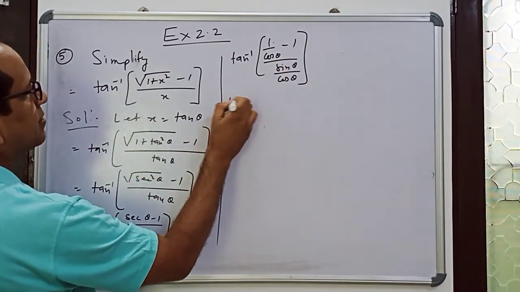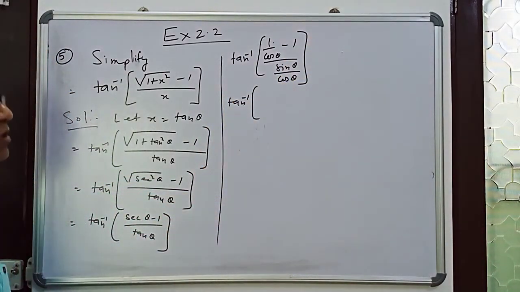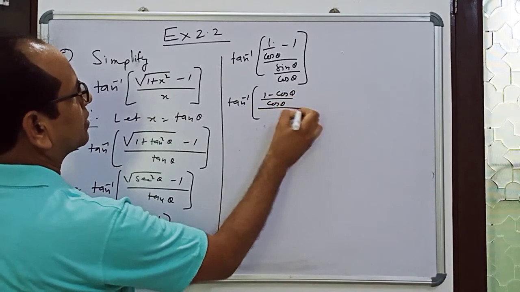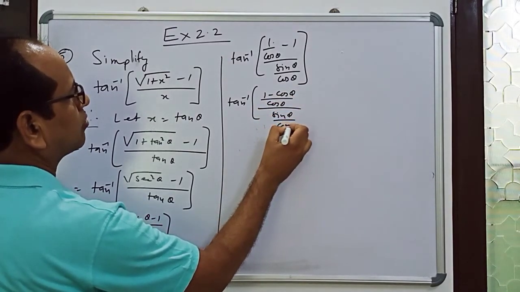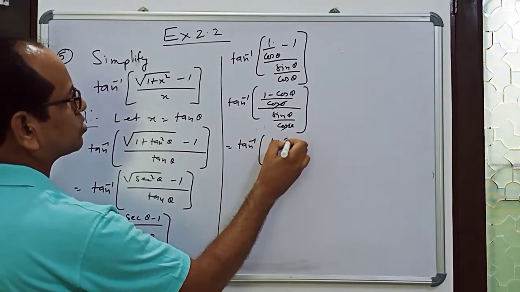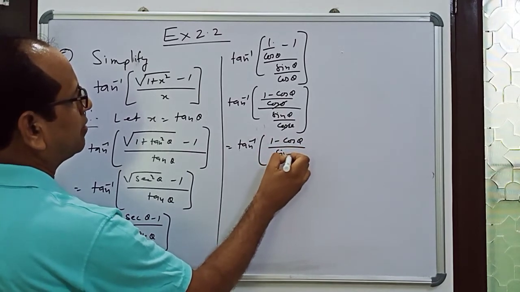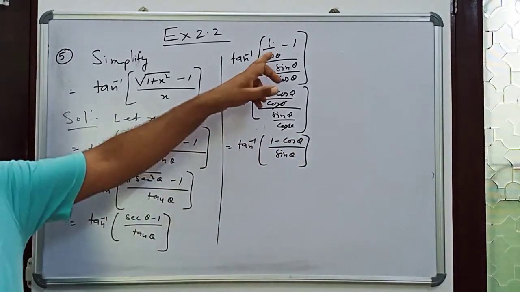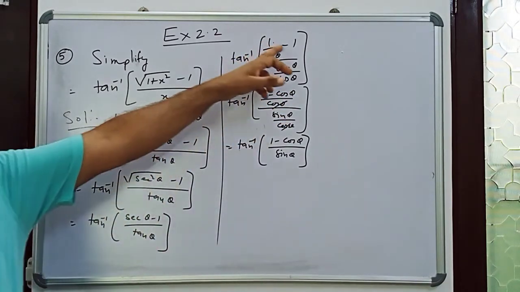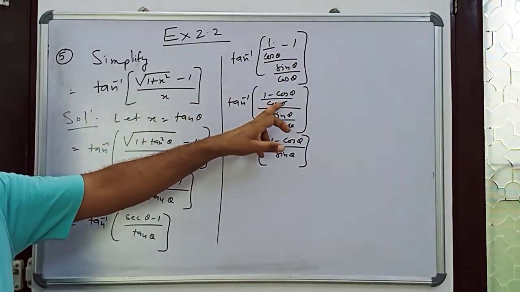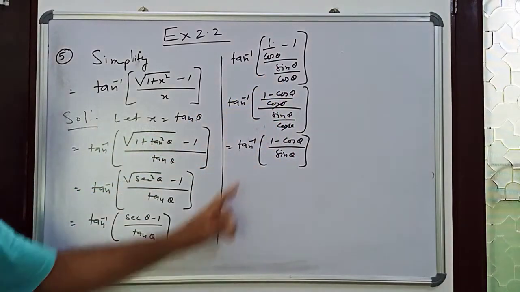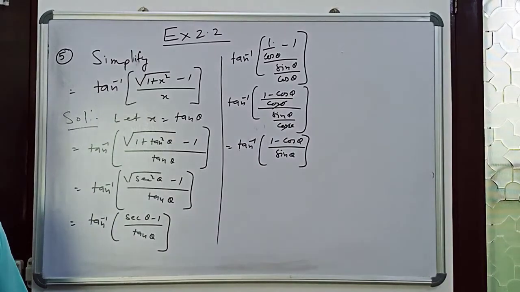So if you write like this, it is tan inverse of, the LCM is cos theta, so it is 1 minus cos theta, and here it is sine theta upon cos theta. So this cos theta and cos theta cancel and it is tan inverse of (1 minus cos theta) upon sine theta. Please see this part. Here the sec is converted as 1 upon cos, sine upon cos is tan, and this 1. Now we are taking LCM of the numerator, it is cos theta. So 1 minus cos theta, and sine theta upon cos theta. Cos cancel. 1 minus cos theta upon sine theta.